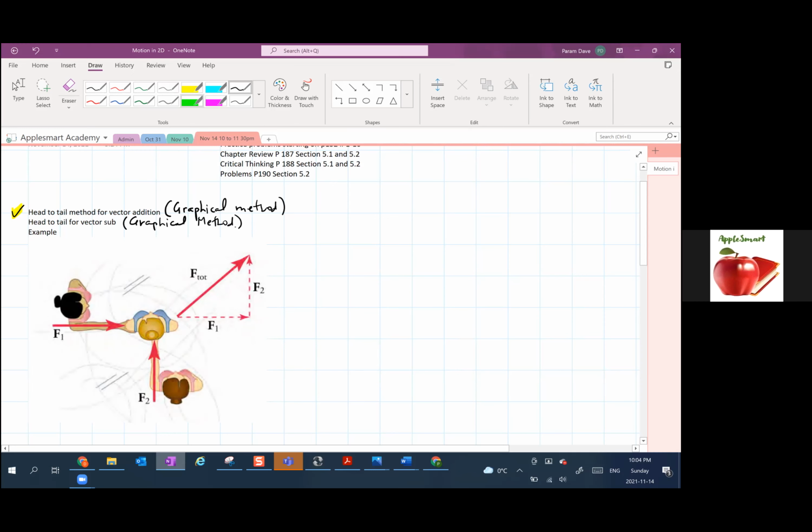So when we do the problems, you will see we are also going to be talking about adding and subtracting vectors. There's another method, not just a graphical method. The other method is called the analytical method. So we're also going to be taking a look at that today.